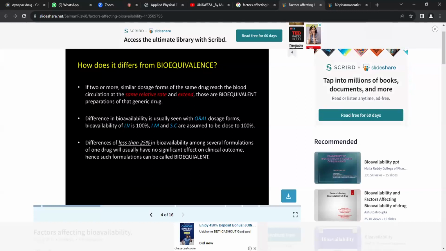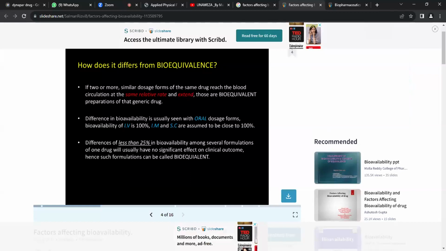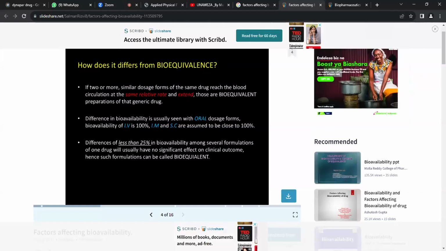So for bioequivalence, it's when you have two drugs, the same drug with similar dosage forms, that reach the blood circulation at the same time and extent. Endelea. Kuna mtu ako na simpler definition of bioequivalence.